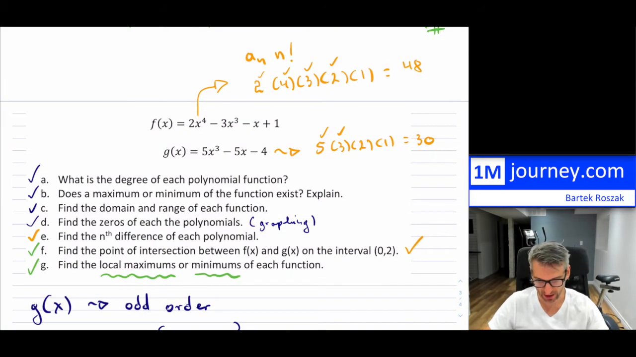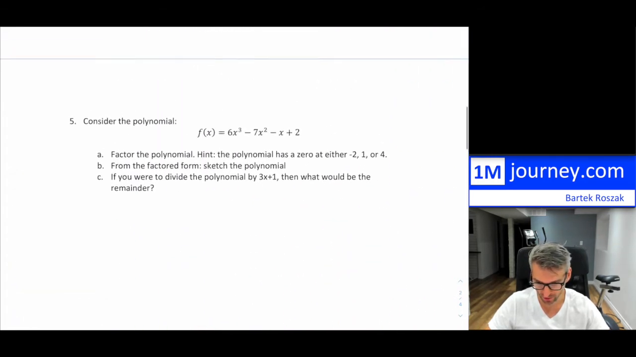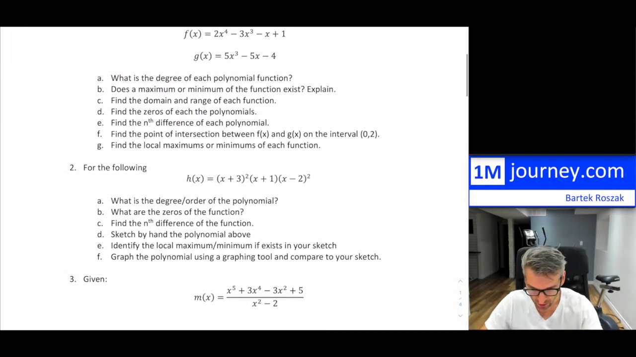So this was a great question, actually, because it asks you almost pretty much everything you need to know within these polynomial functions. Okay, let's take a look at question 2.